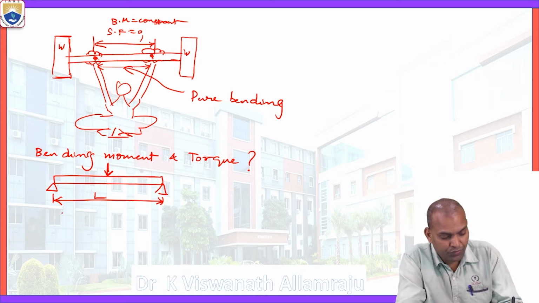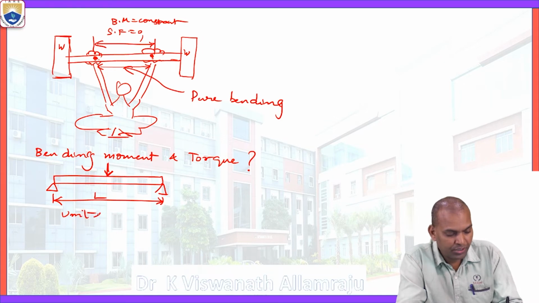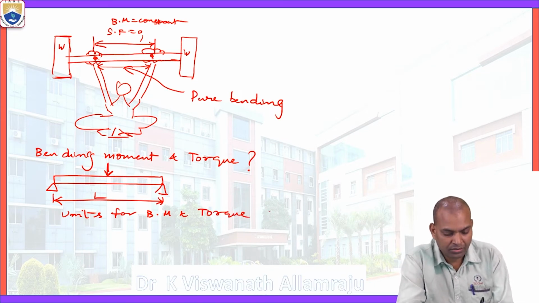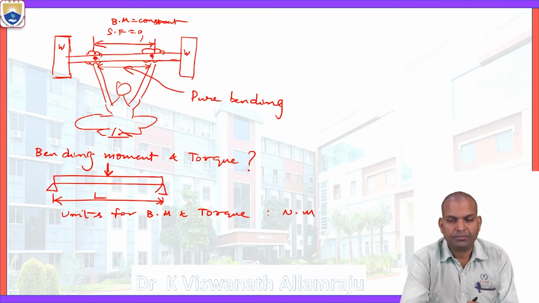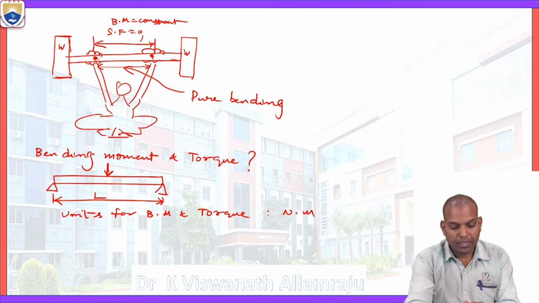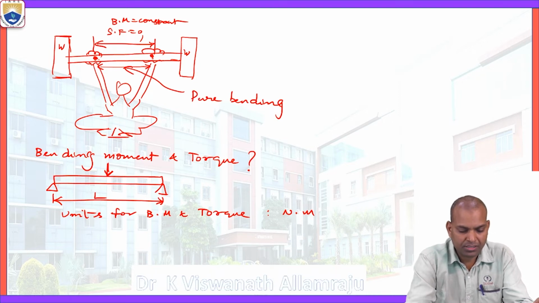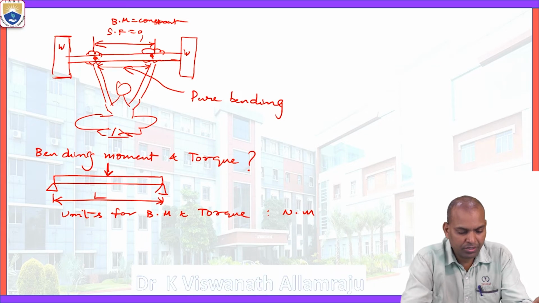But the unit is the same for both bending moment and torque, that is Newton meter. But bending moment acts with the force perpendicular to the distance, whereas torque acts parallel to the distance. That is the difference between bending moment and torque.